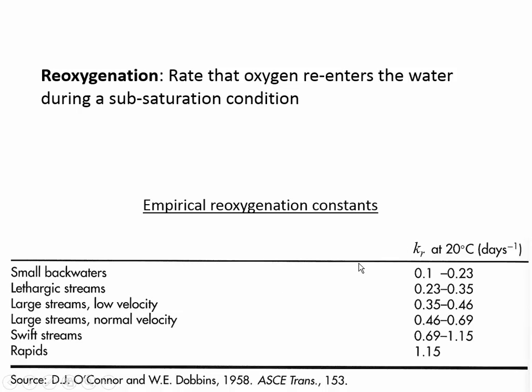Here are some tables that estimate reoxygenation, and these different categories are different types of streams depending on how quickly the water's moving. So a small backwater would be very slow-moving water, and then you can see as we go down through the list, swift streams, then rapids, and the reoxygenation rate constants get higher and higher. So that means oxygen is getting back into the water more quickly when the water is mixing vigorously and has lots of contact with the air.